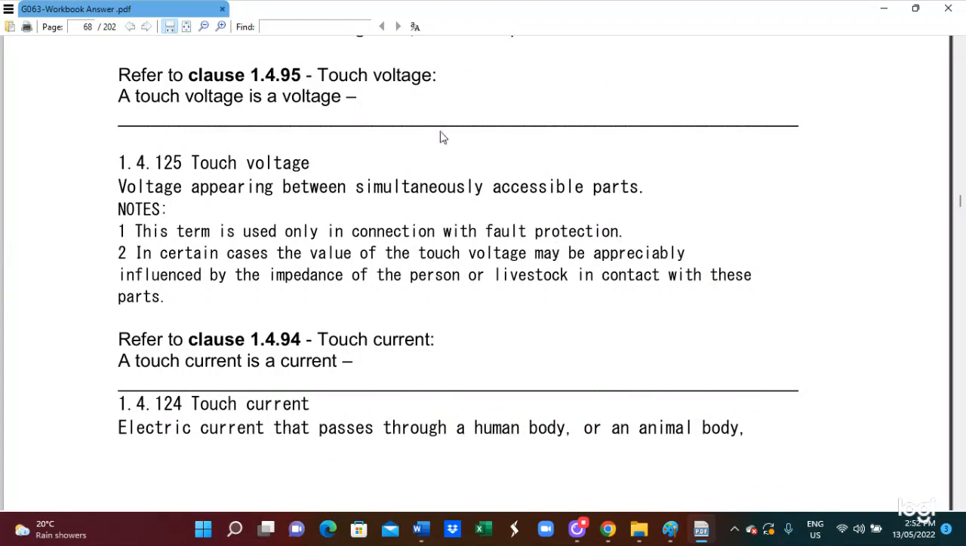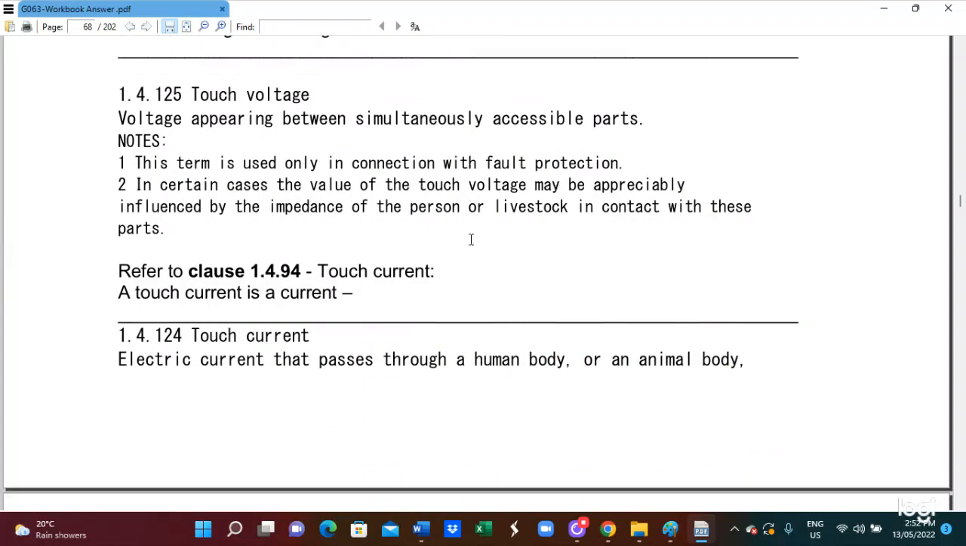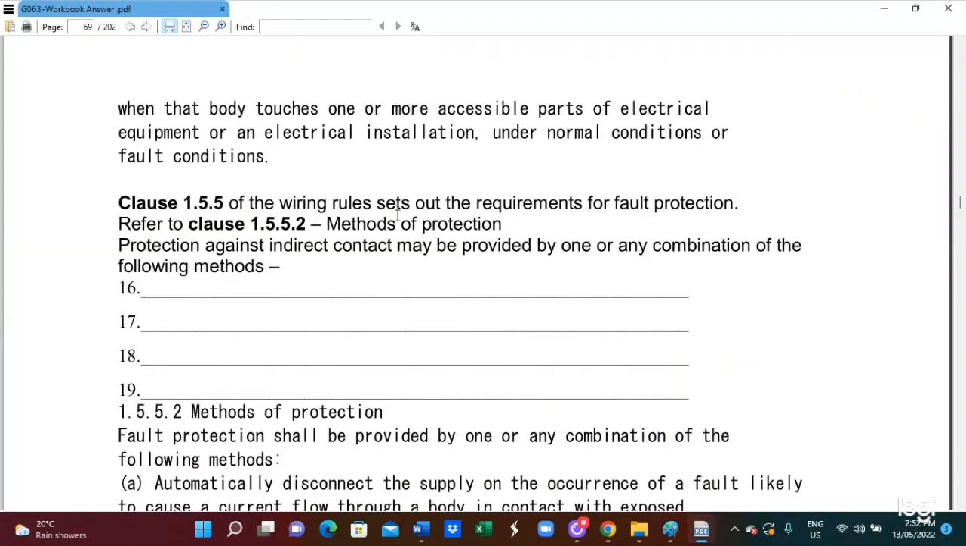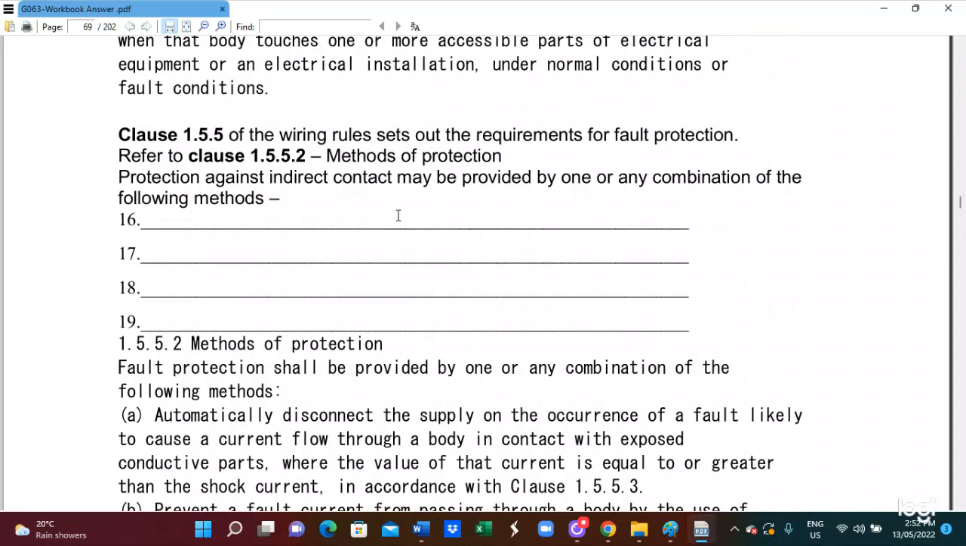And clause 1.4.125 is the definition of touch voltage. Also clause 1.4.94 mentions the touch current. Those also have to be read through. And also clause 1.5.5. In this case, the wiring rules have to be set up. Those wiring rules are the methods of protection. Clause 1.5.2 provides the methods of protection.